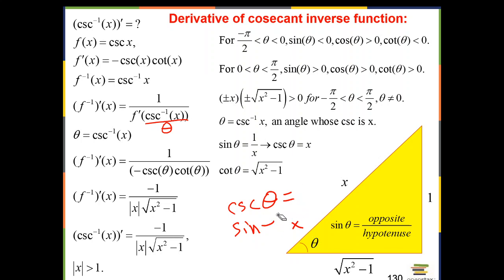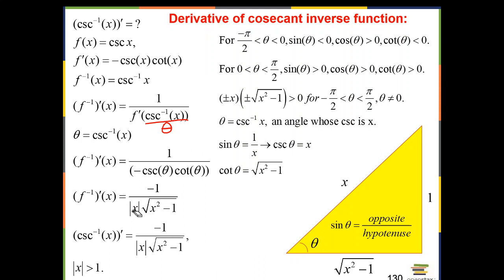So now we have the triangle that we want. Now we need to substitute. Well, we know cosecant is x, of course. And cotangent is going to be square root of x squared minus 1, right here. Cotangent is adjacent over opposite.